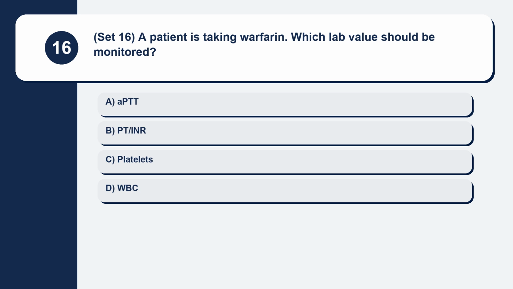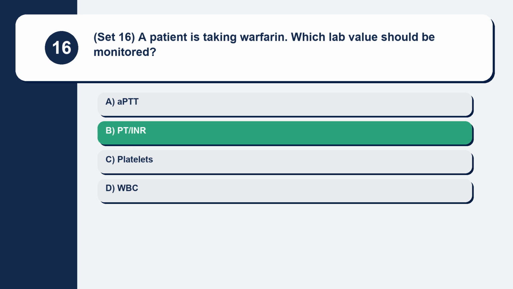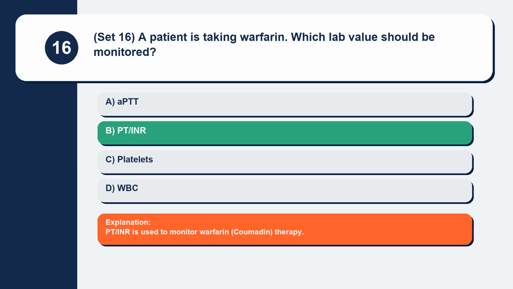Question 16. Set 16. A patient is taking warfarin. Which lab value should be monitored? APTT, PT/INR, platelets, WBC. PT/INR is used to monitor warfarin, Coumadin, therapy.